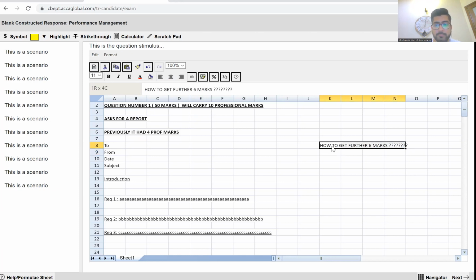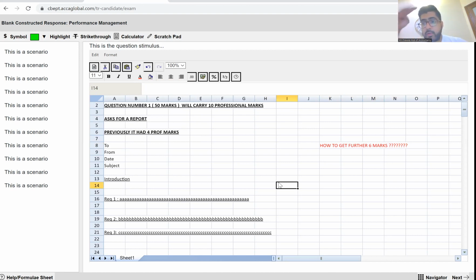Because this requirement now carries 10 marks. I know how to earn 4 because that's what my previous methodology is. Write to, from, date, subject, introduction, and then requirement 1, 2, 3. Every requirement should have the solution. If it's a calculation, in appendix; if it's a discussion, right there. But I need further 6 marks because this requirement of question number 1 of 50 marks now carries 10 marks. I know how to earn 4. How to get further 6 marks?